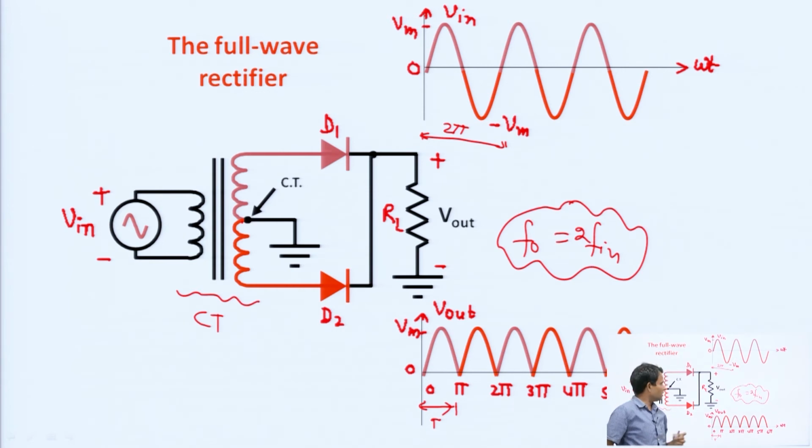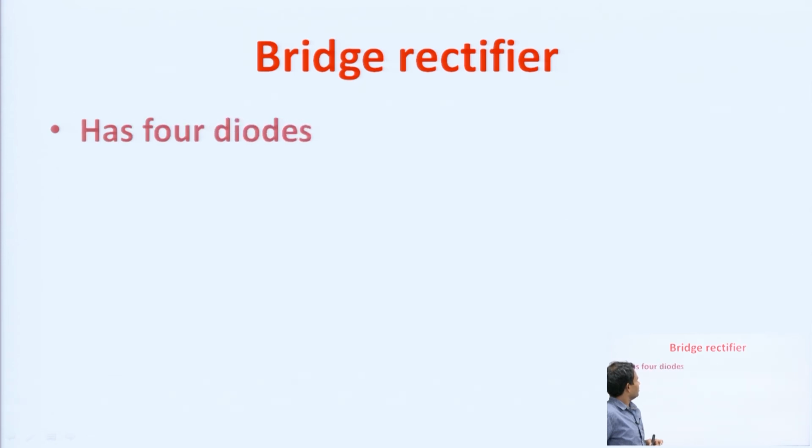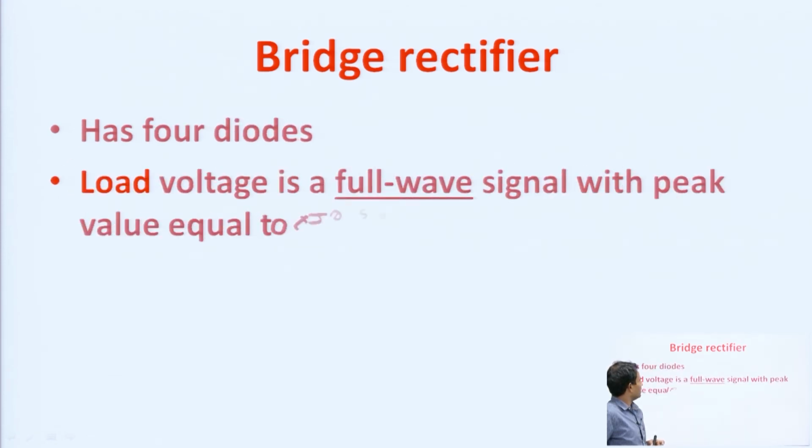Okay, guys. So this is the corresponding input and output waveform for the center tap full wave rectifier. Here D1 conducts, here D2 conducts, here D1 conducts, here D2 conducts, D1, D2 and so on. Now, I am going to discuss the next rectifier, which is the bridge type full wave rectifier.